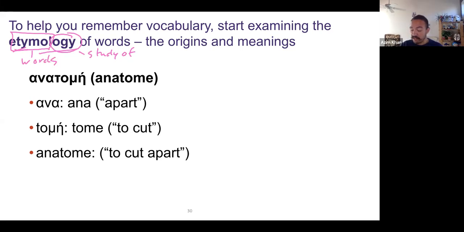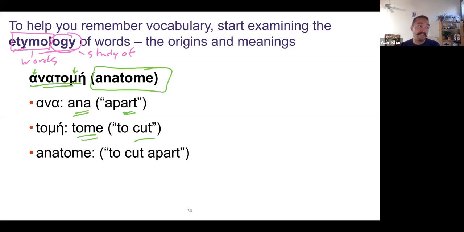So for instance, the word anatomy, here it is in Greek. Don't worry, I can't read all of that, at least not each individual letter. I guess this is alpha, there's mu, whatever. Anatomy, spelled kind of like that. What does anatomy mean? The ana part means apart. The tomy part means to cut. So literally anatomy means to cut apart.